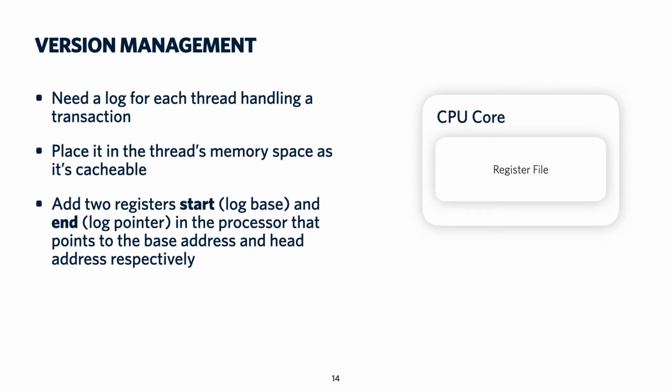All right, to do version management, we need to make some changes to the core, at least in terms of LogTM. So we're going to have the most up-to-date value in place, therefore we need some kind of structure to track the changes, right? So let's place it in a log. And the log requires two registers: one is the start, which is the base address of the log, and the base pointer, which points to the top of the stack, because the log is kind of a stack in this case. So let's add that.